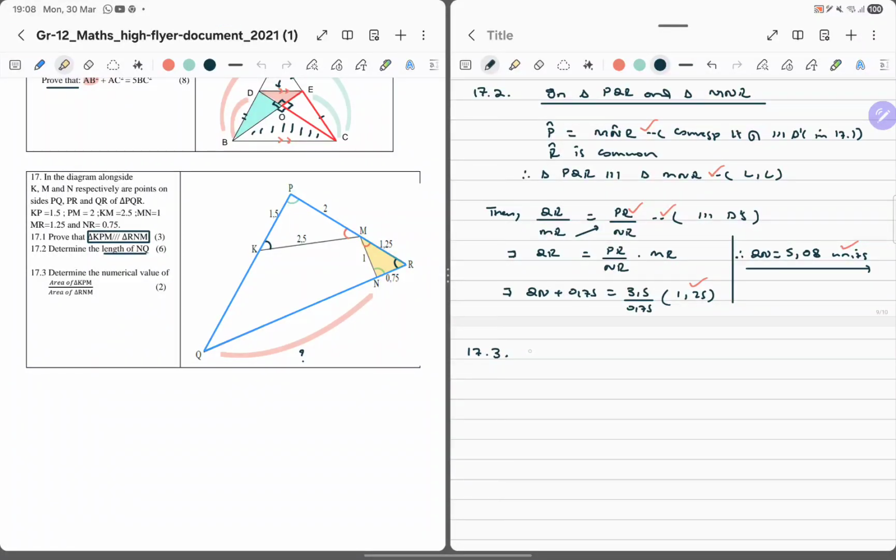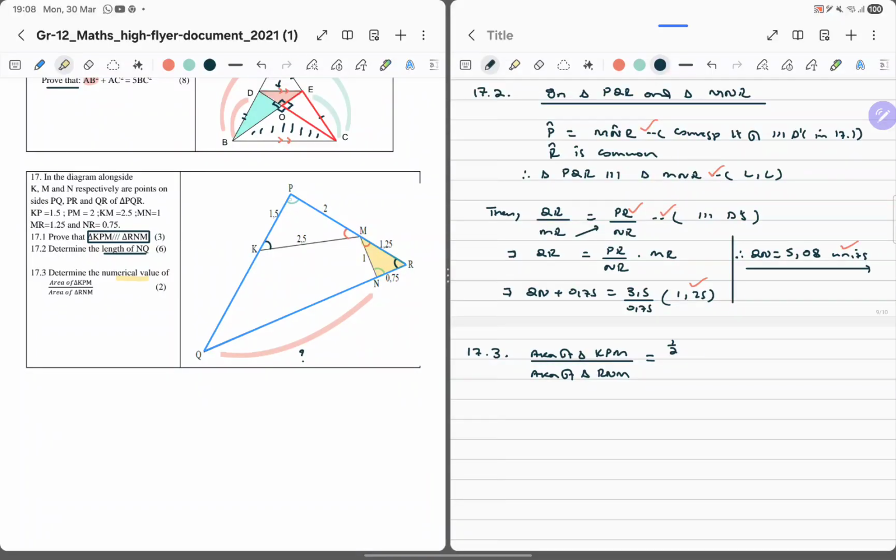Right, so 17.3 says determine the numerical value of the area of triangle KPM divided by the area of triangle RNM. Now we're definitely going to use the area rule. So KPM and RNM, we know that these are similar. So we're going to have to choose. But this one is weak.